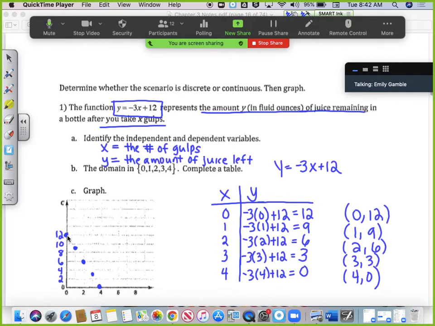So we can see here that it starts at 12, which means that the bottle must start at 12 fluid ounces, and it goes all the way down to 0 fluid ounces left when you take 4 sips.